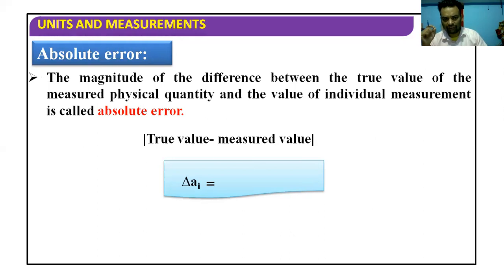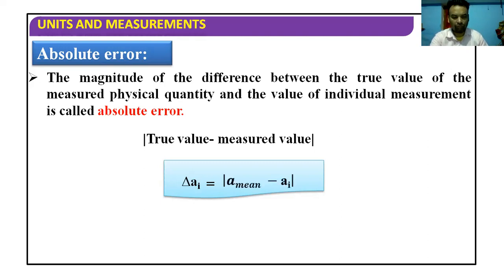So let me take one example. Again, I just repeat the same statement. We know the acceleration due to gravity is 9.8 meter per second squared. That is my true value. But my measured value is 9.7 meter per second squared. So what is the absolute error? 9.8 minus 9.7 will give the absolute error. True value minus measured value or observed value.